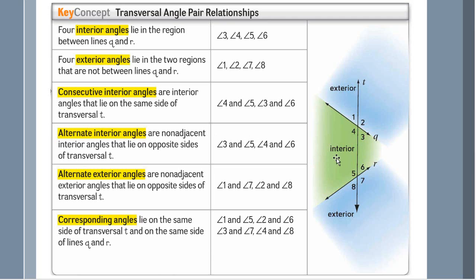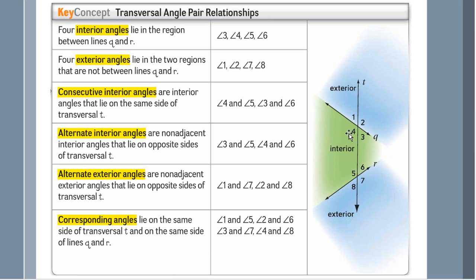So when you see alternate, it means alternating on opposite sides of the transversal. So T cuts it. When it says alternate, it means alternate sides of that transversal T. And in this case, it says interior, right? So we know we're talking about this green area. So in this case, it'll be 3 and 5 and 6 and 4 will be alternate interior angles.